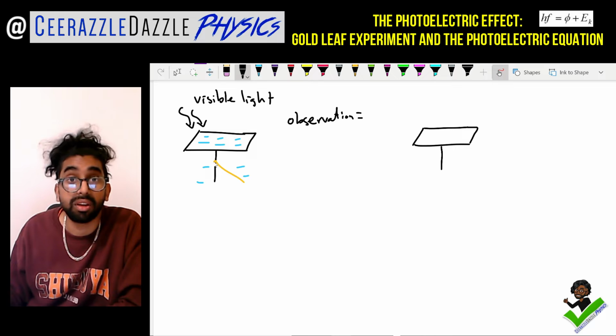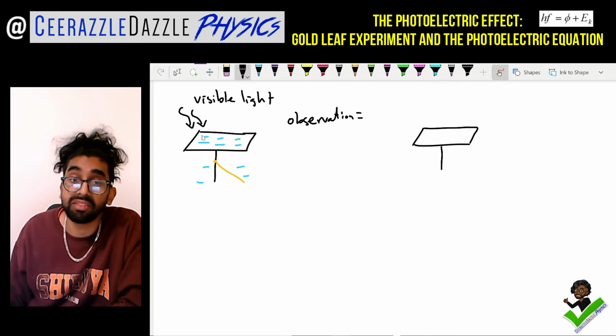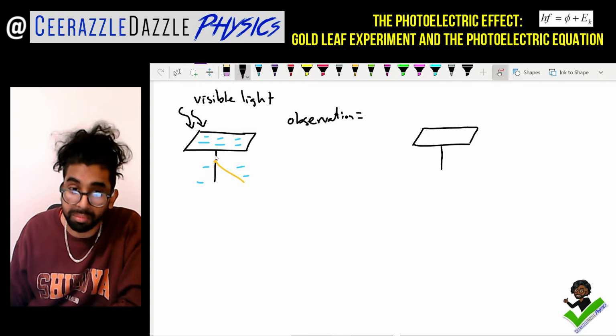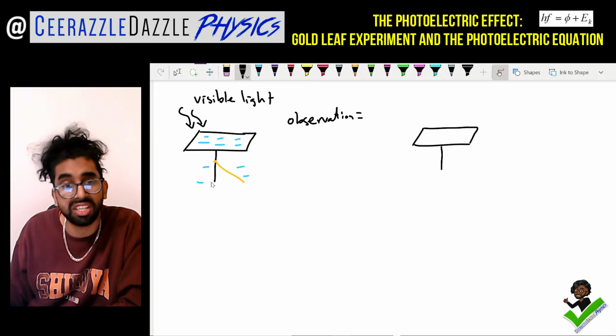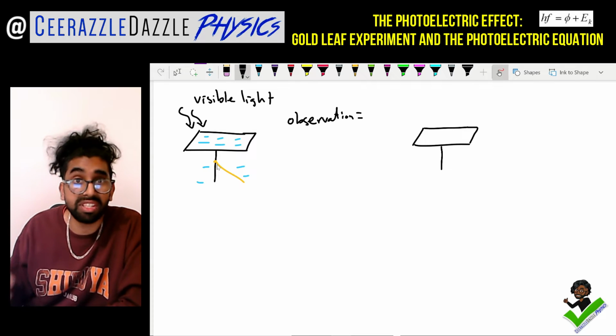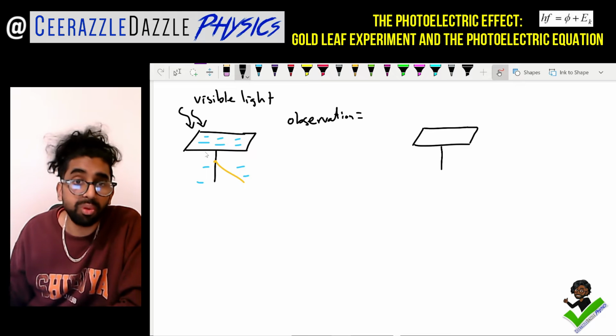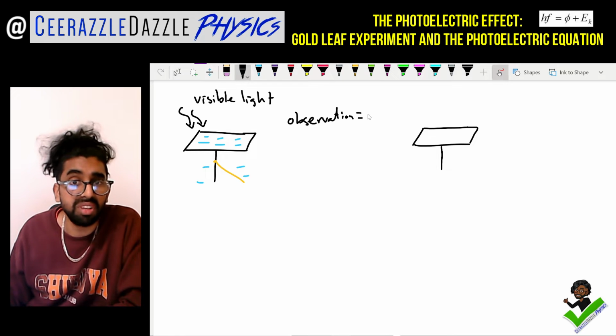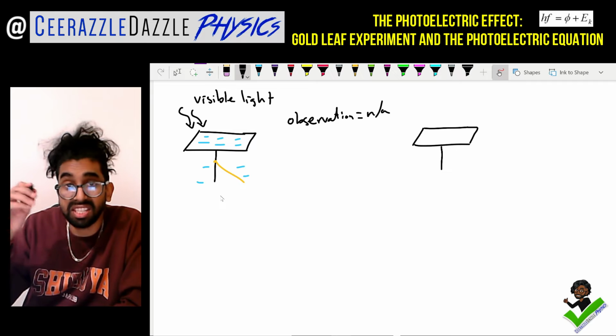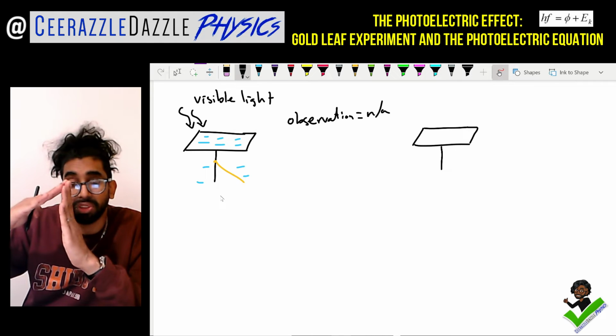Let's draw it. Okay guys, so as you can see, the top plate is negatively charged, and as you can see, we've got that metal rod over here, which is also negatively charged, and the gold leaf is negatively charged, which causes it to be repelled away. When we shine visible light onto it, the observation is that nothing happens. Nothing happens at all. The gold leaf remains in that same position here.